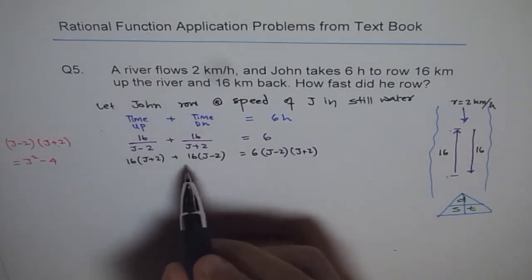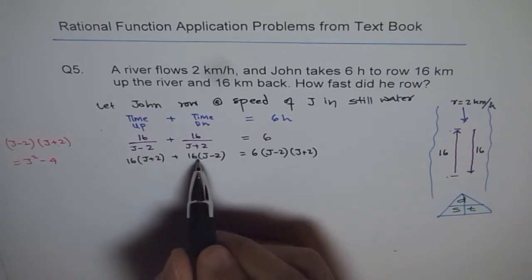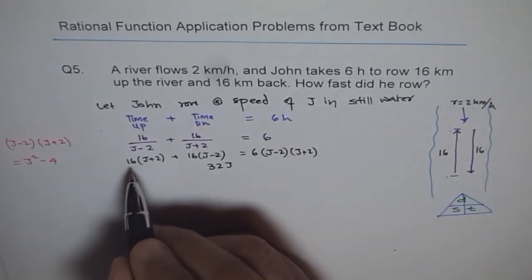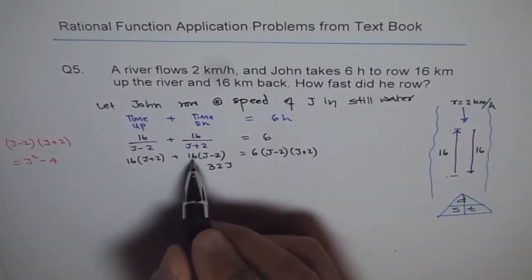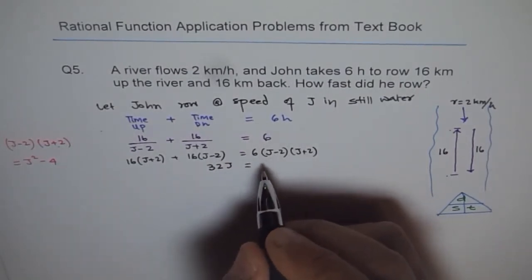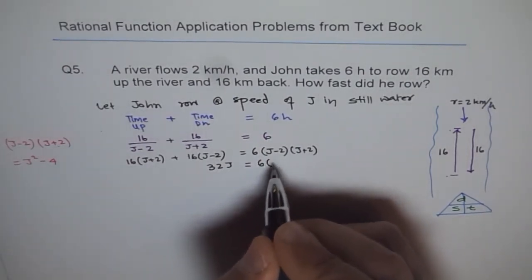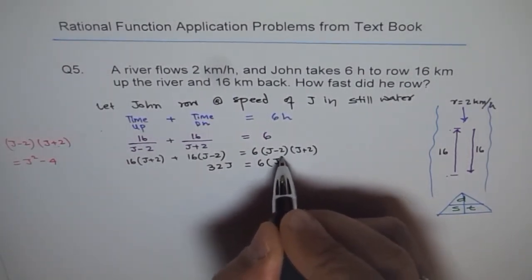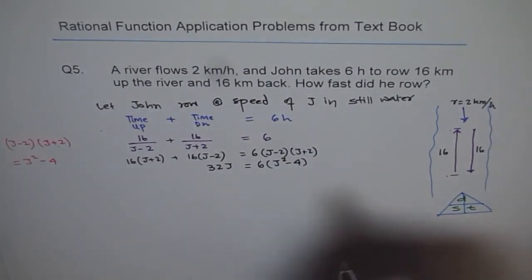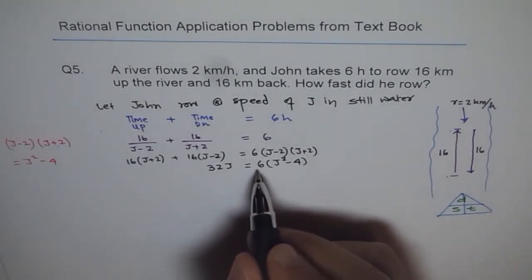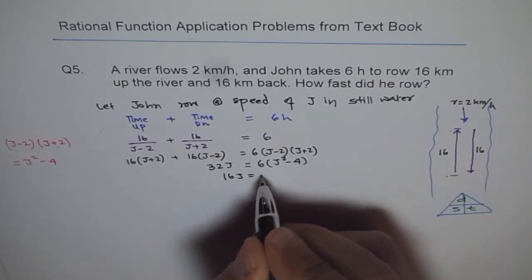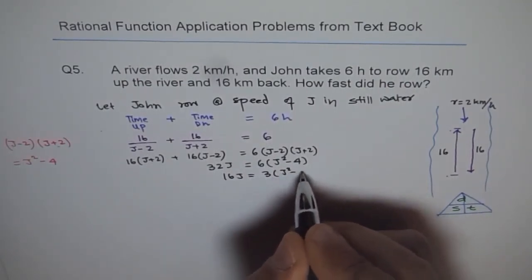When you open the bracket, you get 16J plus 16J makes 32J, and 16 times 2 is 32, minus 32, that becomes 0. So we're left with 32J here, and on the right side we have 6 times J square minus 4. Now we can simplify it by dividing by 2, which gives 16J equals 3 times J square minus 4.